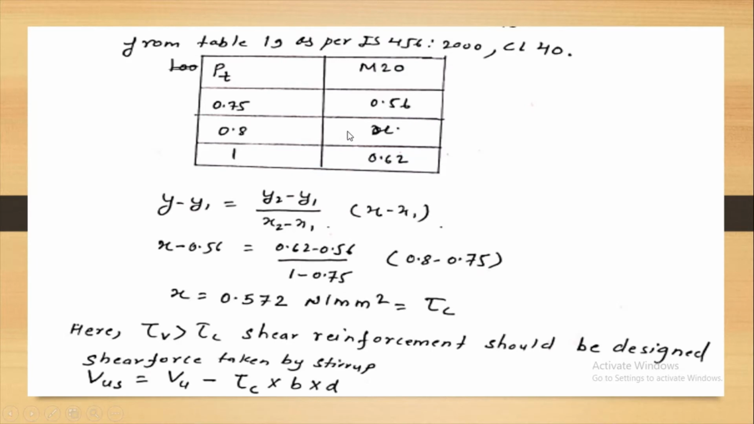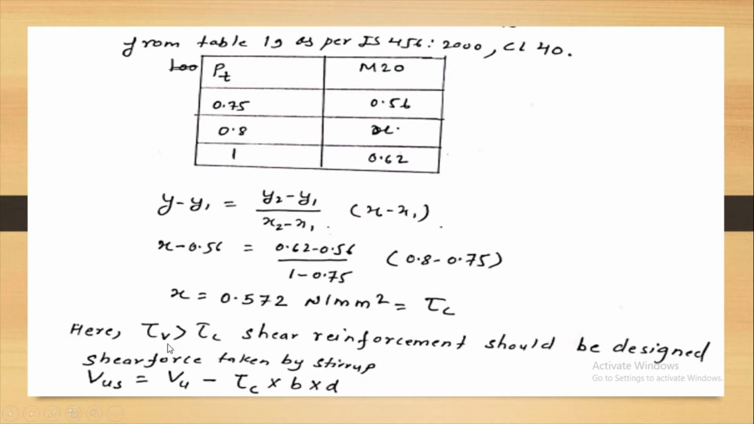We're going to calculate the tau C for 0.8 percent of reinforcement. Just by doing the interpolation, we get tau C equal to 0.572, which is in between 0.56 and 0.62 Newton per mm square. And tau C is nothing but the shear strength of concrete, which itself has the potential to resist the shear force. Now we have to compare tau V and tau C. Tau V is nominal shear stress and tau C is shear strength of concrete.